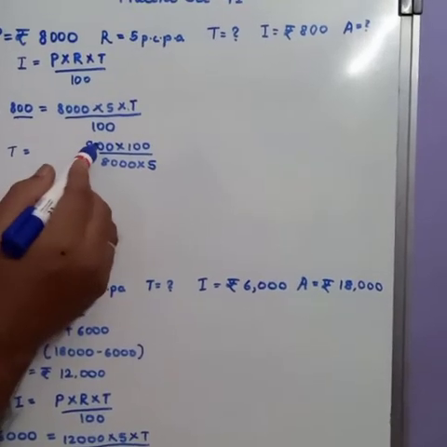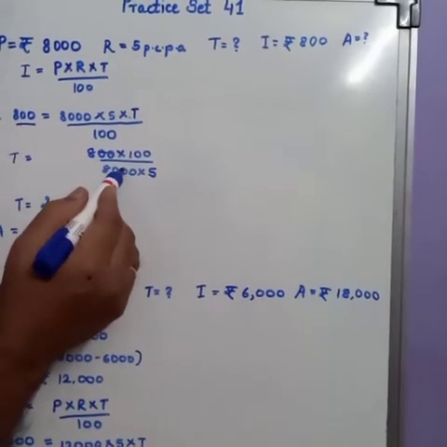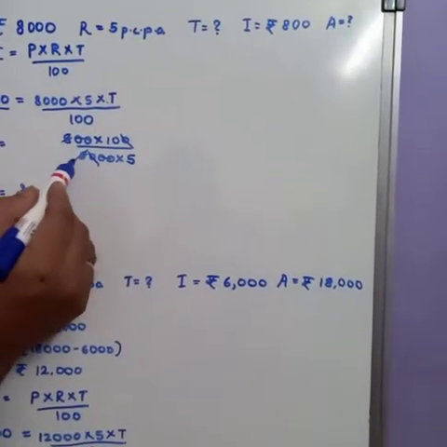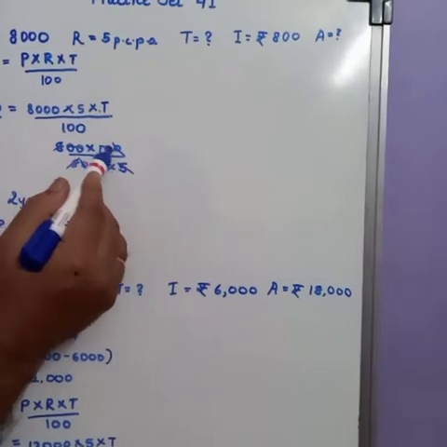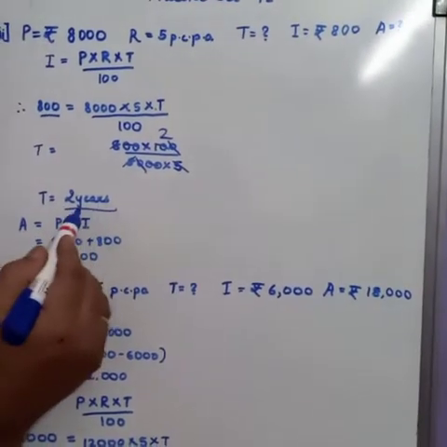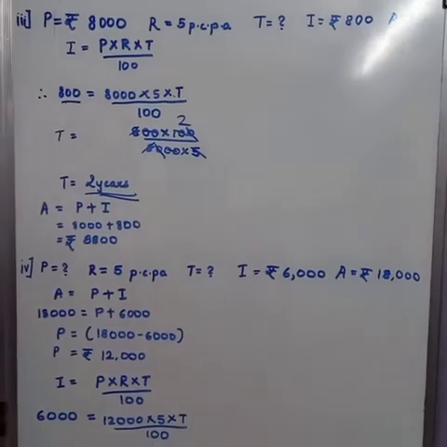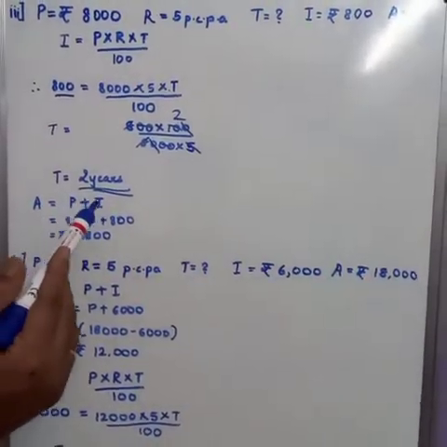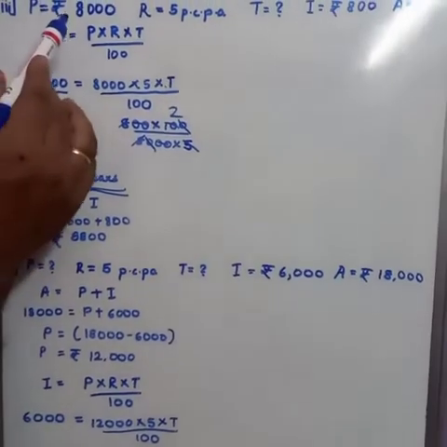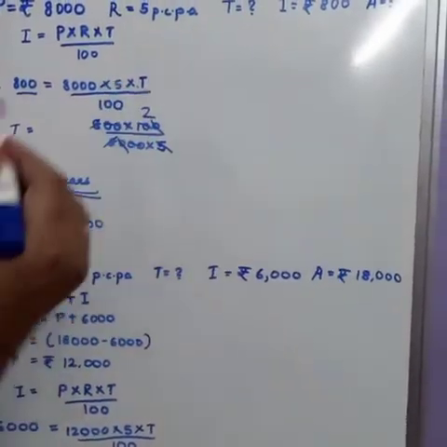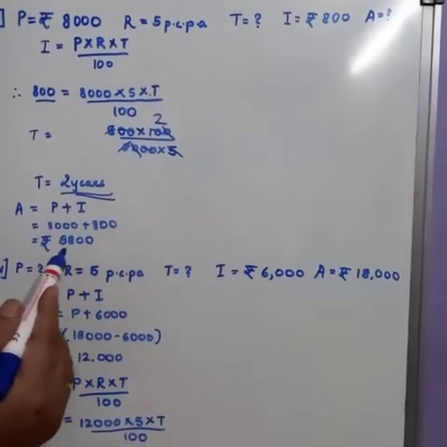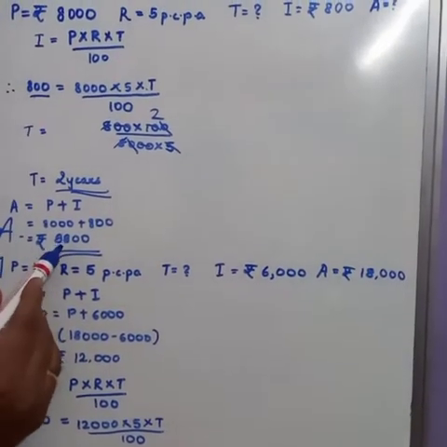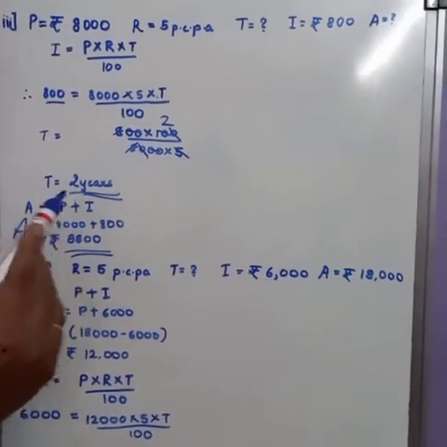So we will remove all these zeros whatever possible. 2, 2, one more 0 goes. Here 8 and 8 get cut. 5, 2 times. So time we got 2 years. Now we need to find amount. Amount, what's the formula? Principal plus interest. So what's our principal? 8,000 plus interest 800. So 8,000 plus 800, that comes up to 8,800. So our amount is 8,800 and our time is 2 years.